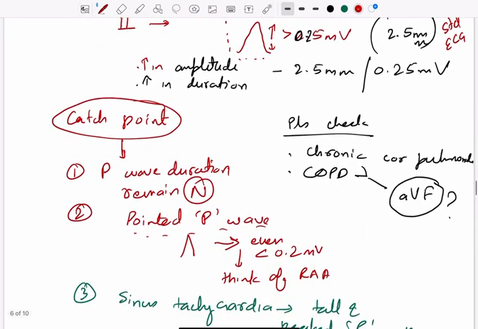Now that I have put up that in chronic cor pulmonale or COPD, you have to see lead aVF. Why? As I already told in my previous module, there is an axis rotation because of the right atrial dilation, 10 to 15 degrees. If it is more than 15 degrees, like in COPD or chronic cor pulmonale, the axis of the atrial P wave becomes more aligned to aVF, which is 90 degrees. So now you got the answer. It is going to be more prominent in aVF.